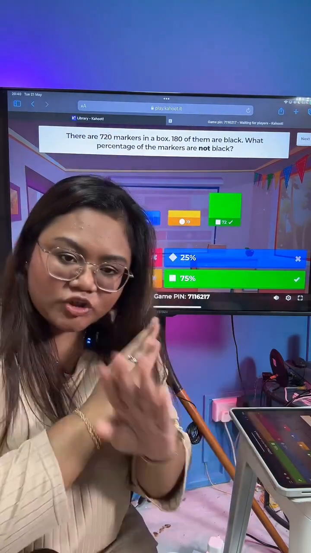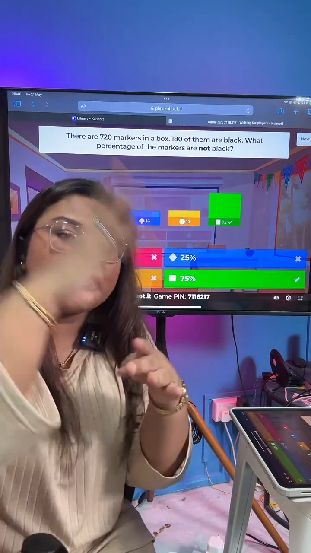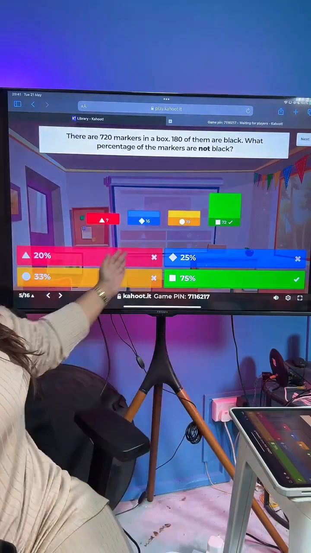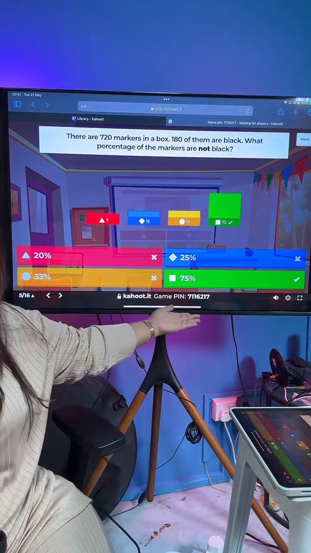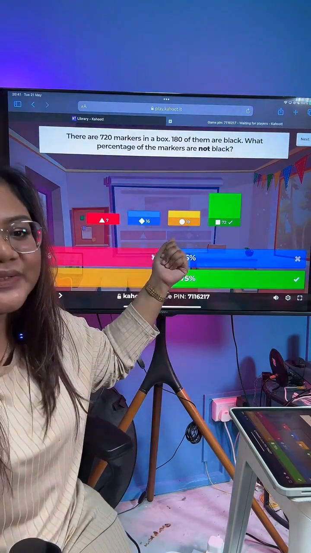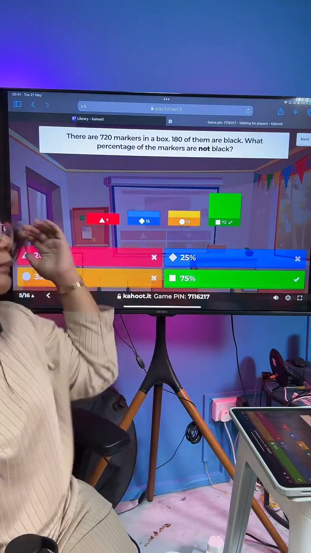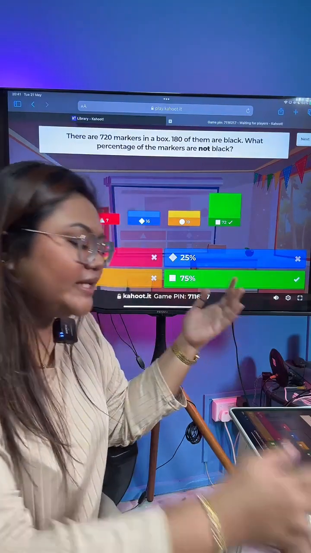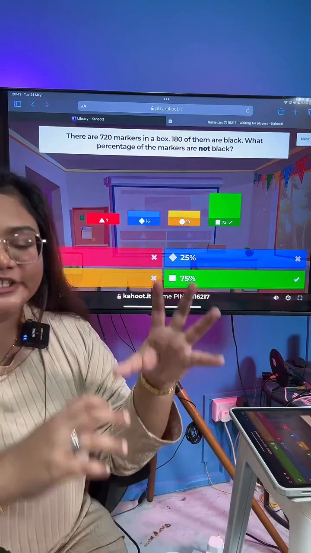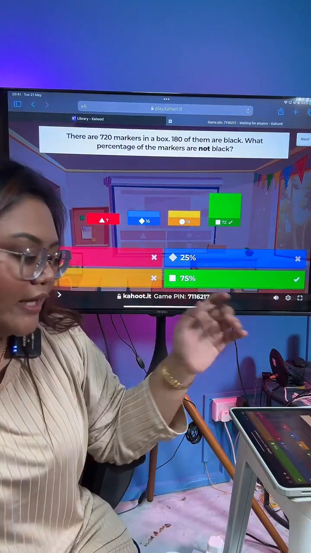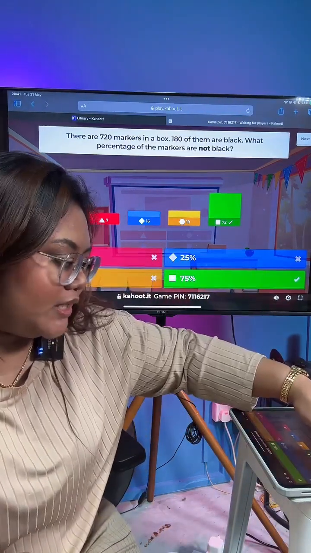More than half are not black. Correct? Logically, more than half are not black. The only option that is more than half is 75%. So the green option is the correct one, okay? 75% is not black. If you want to calculate, 720 minus 180, then express it as a fraction and convert to percentage, also can.